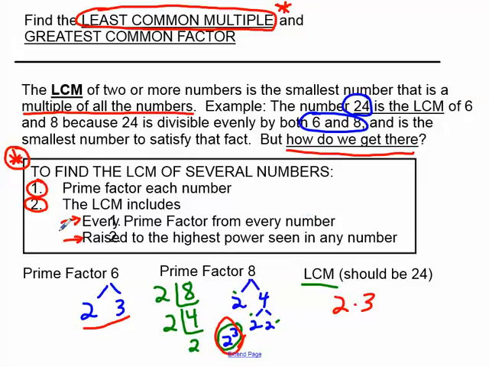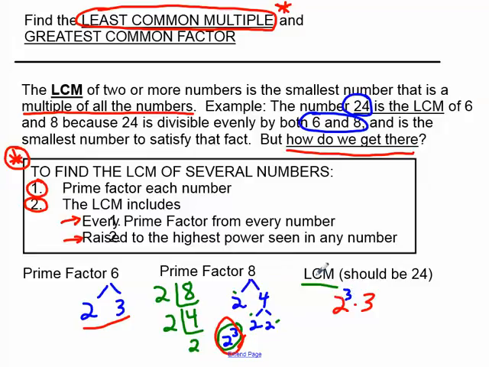All right, step 2b: raise those factors to the highest power seen in any number. So 2 is to the first power. The 6 needs just one of these 2's. 6 also needs just one of these 3's. 8 has a 2, but it needs 3 of these 2's to be happy. So we raise the 2 factor to the third power because 8 needs 3 of them.